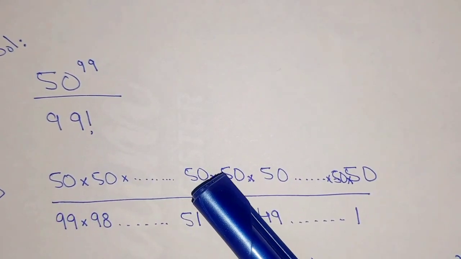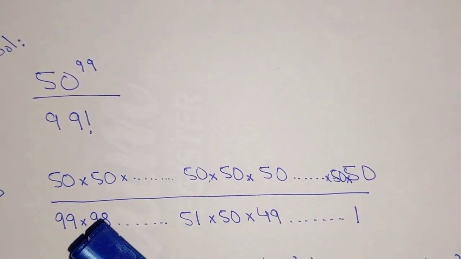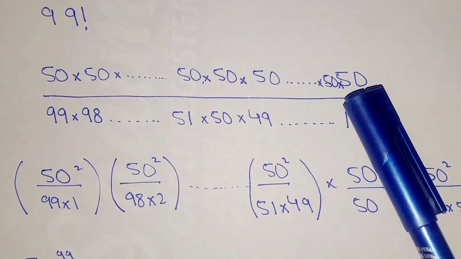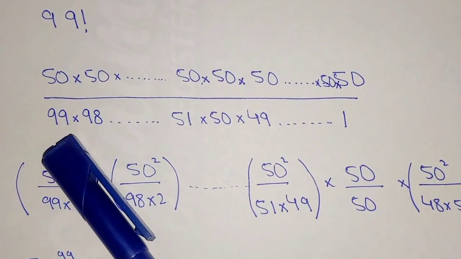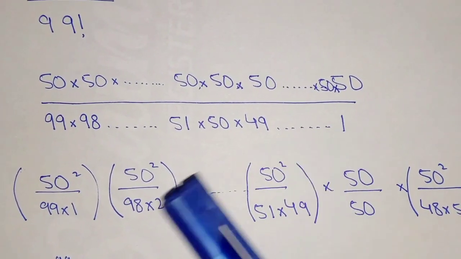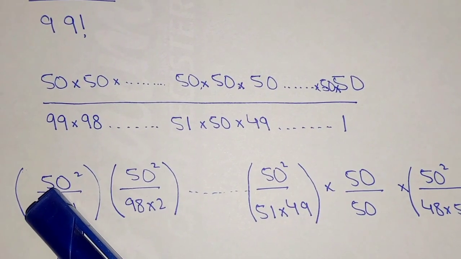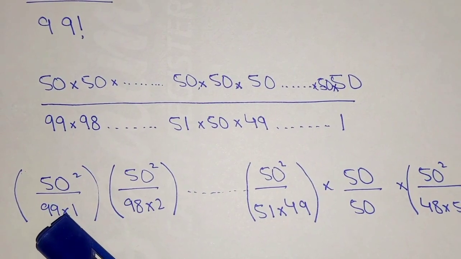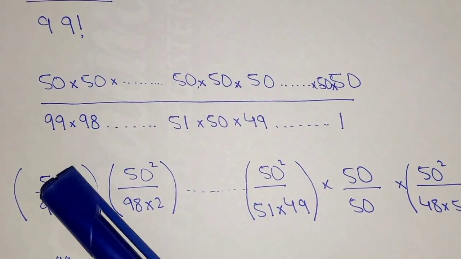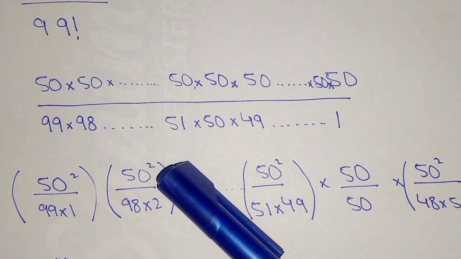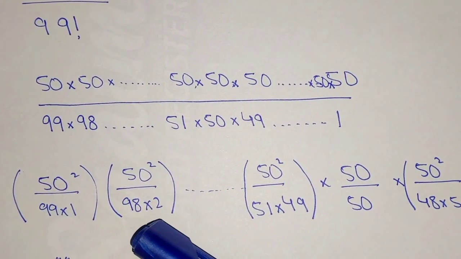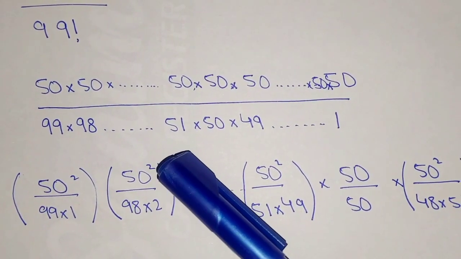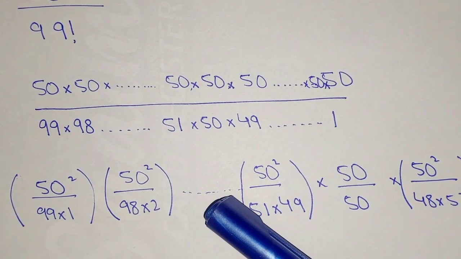We are making the groups of 50 and 99. So for example, this 50 multiplied by this 50 will be 50 squared, divided by 99 multiplied by 1, that will be 99. So 50 squared, which means 50 multiplied by 50, that will be 2500, divided by 99. It means the numerator is bigger over here. And here we have 50 squared, that is 2500, divided by 98 into 2, that will be 196. Still the numerator is bigger. So we will continue this sequence up till here.